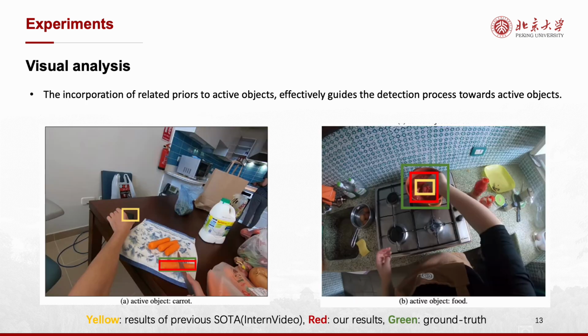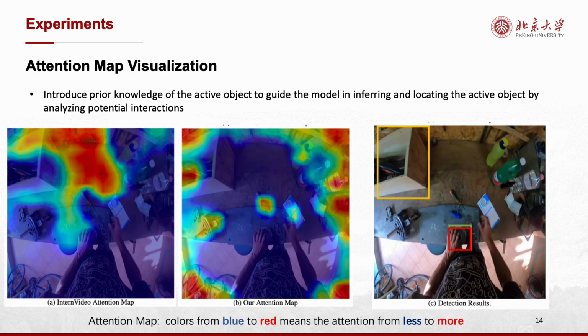Finally, there is a visual comparison between our method and the previous SOTA method. The results of the previous SOTA method are highlighted in yellow. Our results are red, and the green boxes are from the ground truth. The incorporation of related priors to active objects in our method effectively guides the detection process towards active objects. In the attention map, colors from blue to red mean the weight of attention from less to more. The visualization of attention maps also proves that introducing prior knowledge of active objects can guide the model to infer and locate the active object by analyzing potential interactions.